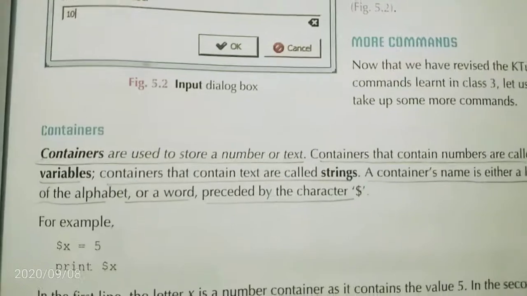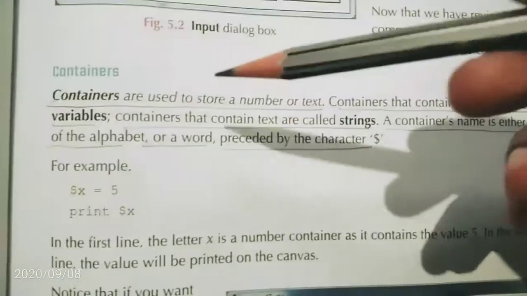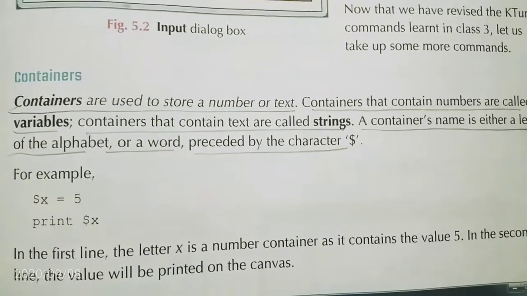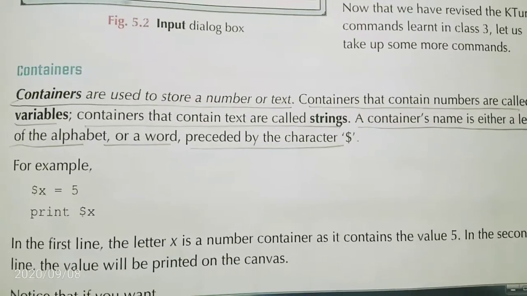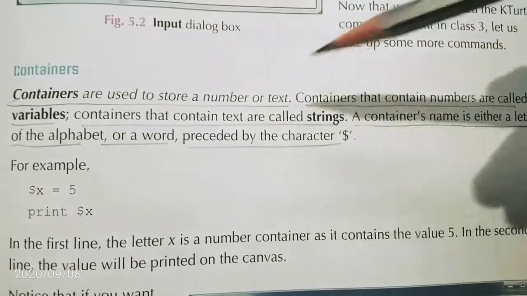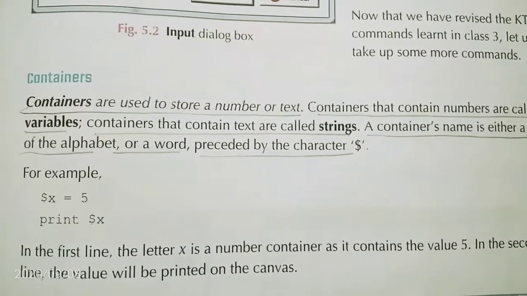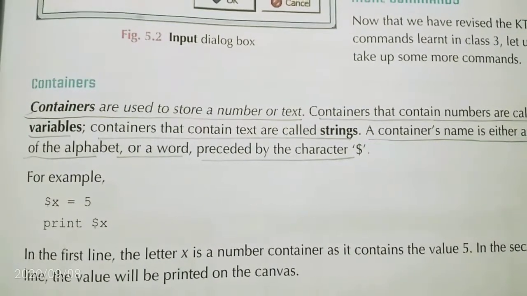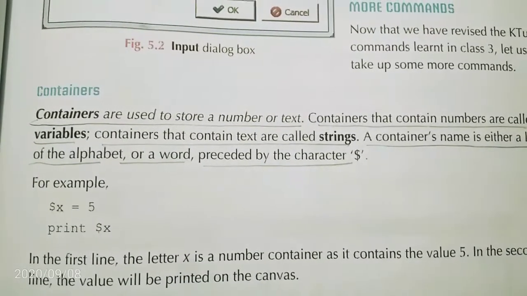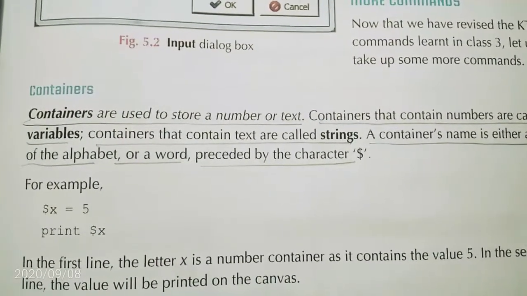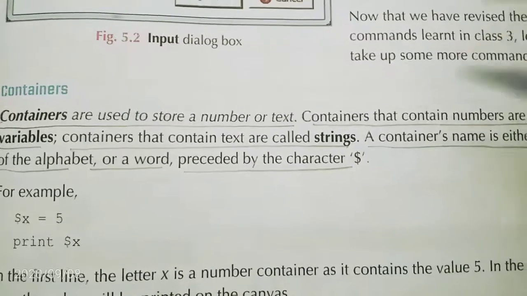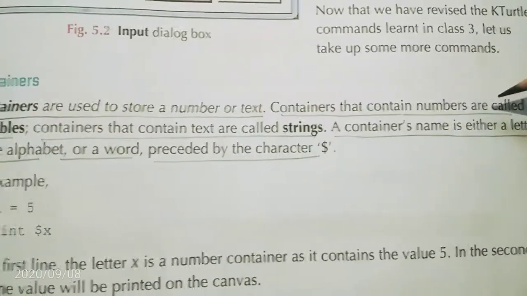Now next we'll see more commands. It is containers. What is called a container? This is also an important inside question, so whatever I have underlined here are all inside questions. Containers are used to store a number or text. In normal language, container means anything which contains, like a box or bottle, a thing which contains or stores another thing. So here in KTurtle language, it is used to store a number or text. Containers that contain numbers are called variables.